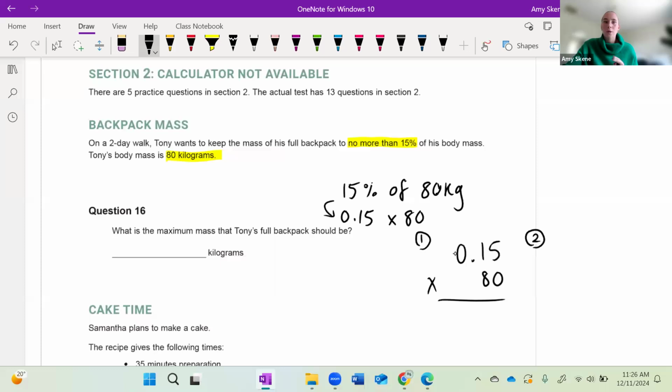Let's think about it in terms of 10%. Let's break 15% into 10% and 5%.